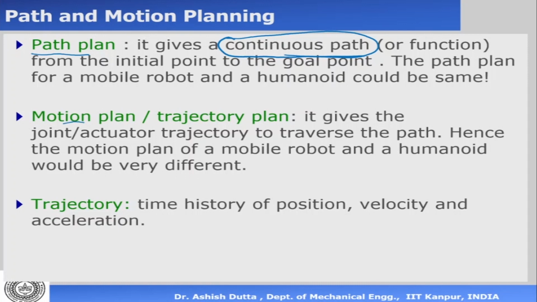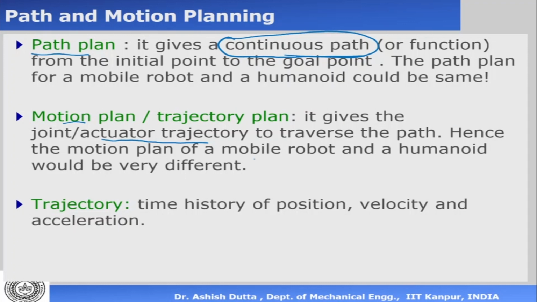The motion plan gives the actuator or joint trajectory to traverse the path. That means you have to control the joint actuators in order to move the robot along the path. For a humanoid robot, it will have many degrees of freedom. The motion of the legs and the hands has to be actuated to move the robot along the path. That is the motion plan, whereas the actual path is the path plan. So motion planning gives the joint or actuator trajectory to traverse the path.